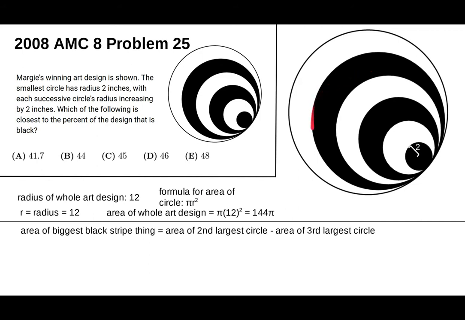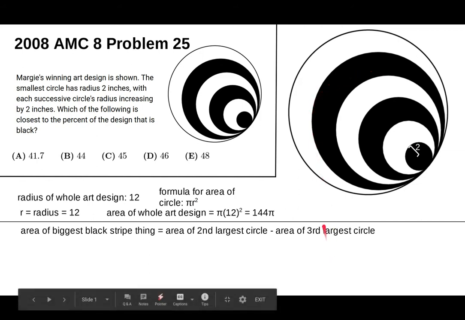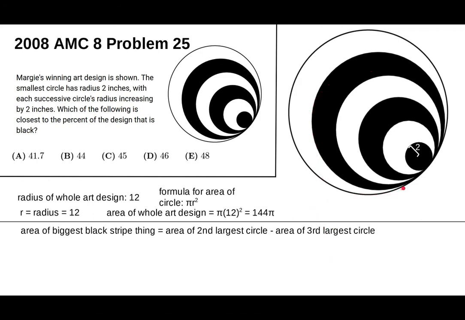This black stripe is the area of the second largest circle minus the area of the third largest circle. The radius of the second largest circle is 10 because this whole thing was 12. You subtract 2 to get the radius of this one, which is just 10. We plug that into the circle formula to get the area of the second largest circle: pi times 10 squared, which is 100 pi.